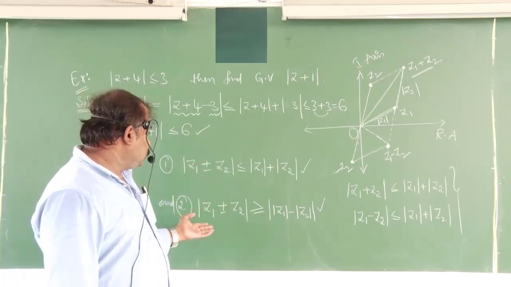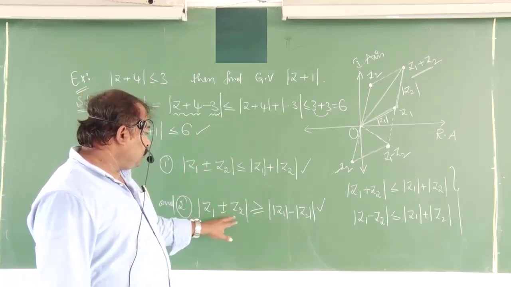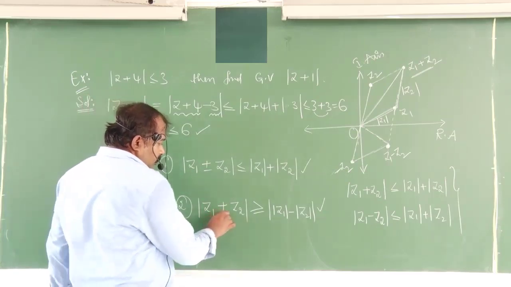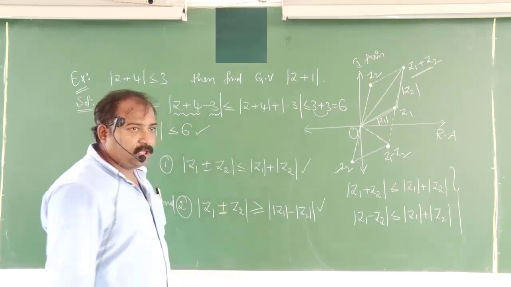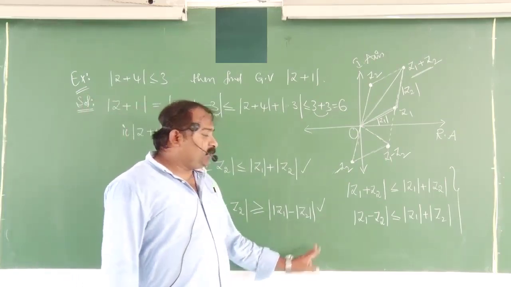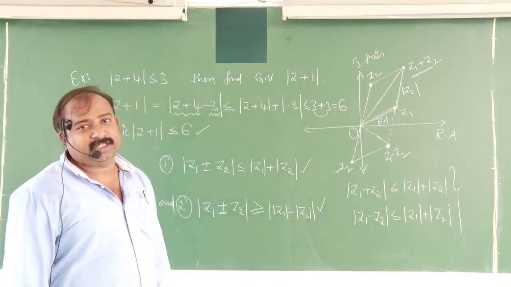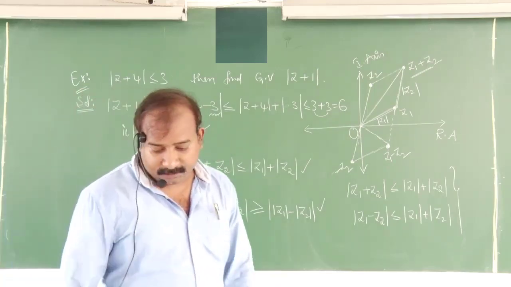Same here also. If you observe this one, the length of the third side is always greater than or equal to what? The difference of the remaining two sides in a triangle. That's it. Okay. Next.